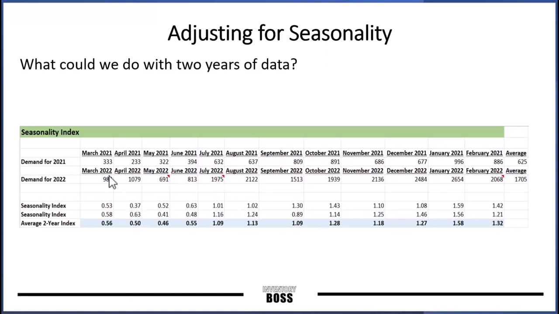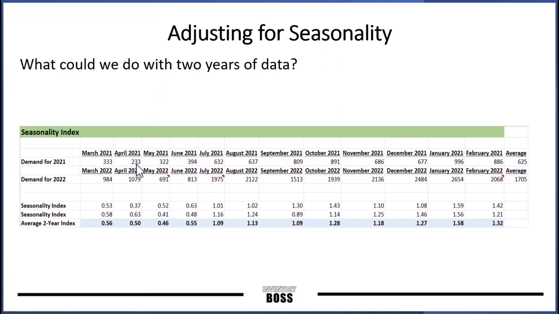We're going to do the same thing for the second year. We're going to average it like we saw on the slide before this. 1705 is the average. And then what we do is we get two different annual seasonality indexes, and then we average those two together so that the average 2-year index is far more accurate. It's more smoothed out. When you have mature products, this is something you're able to do.